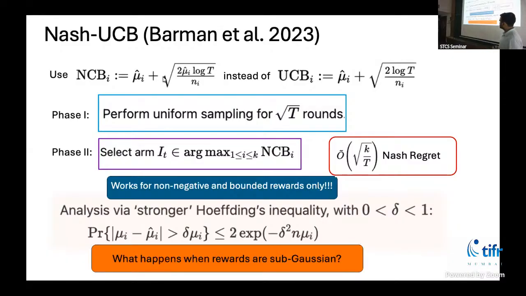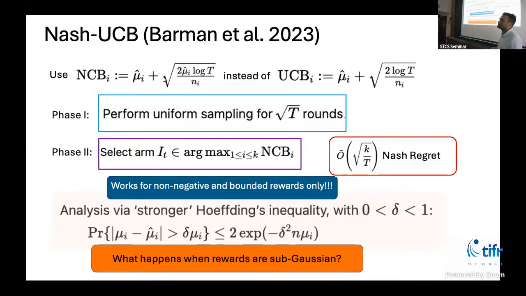So that's the question that we ask: what happens when rewards are sub-Gaussian with non-negative mean, but the random realizations from the distributions can be negative? Only the mean has to be non-negative. We thought that although the results are good, it makes the problem very confined, right? You can only work with Bernoulli rewards. So let's try to expand the horizon.